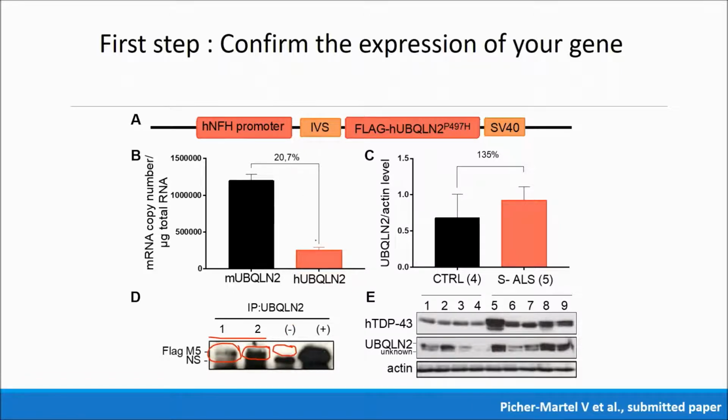We also observed that our mice were expressing the protein at approximately 20% of the level that the mouse has normally for Ubiquilin-2. So if we add both forms of the gene, the human one and the mouse one, it's a total of approximately 120% expression of the gene. It's interesting because we also observe that in human cases, the sporadic cases, we observe a 135% increase in the level of Ubiquilin-2. So our model is quite relevant to what we found in humans.